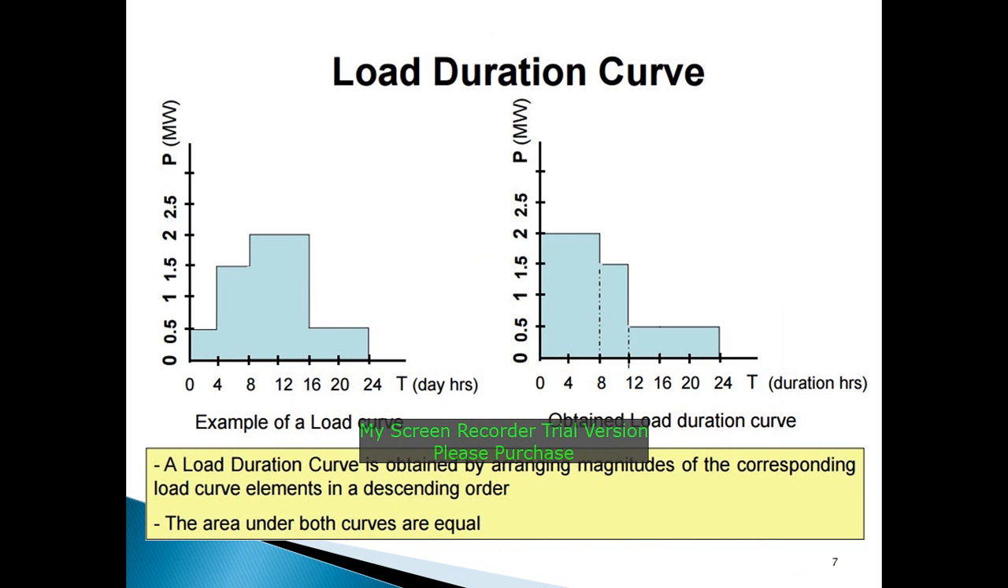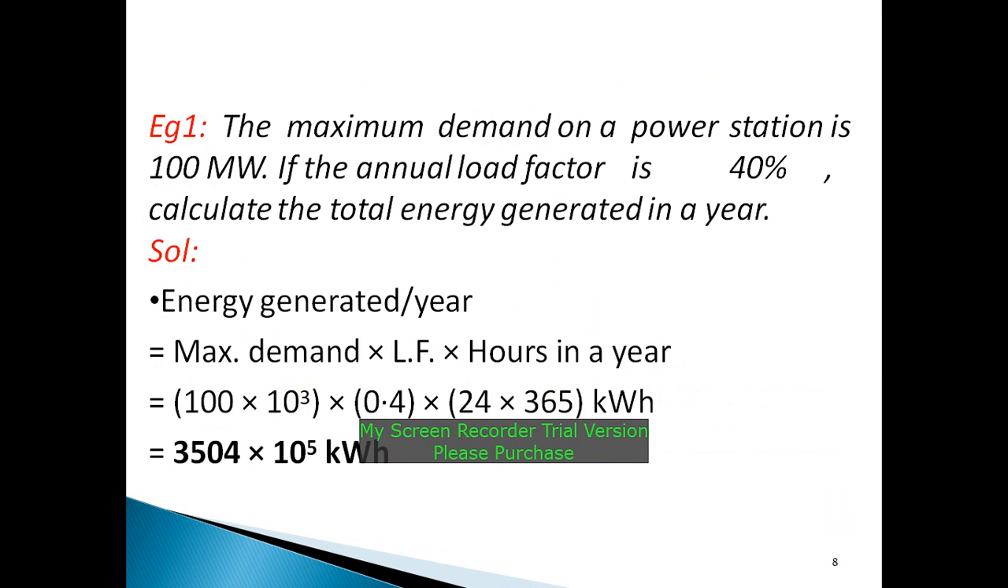A load curve simply presents the relation between the megawatt power consumed by the consumer with respect to time. If you rearrange the elements in the load curve, you will get the load duration curve. On the right side you can see an example of a load curve. It gives the load consumed with respect to time. In the load duration curve, the load elements in the load curve are arranged in descending order. The areas under both curves are equal.